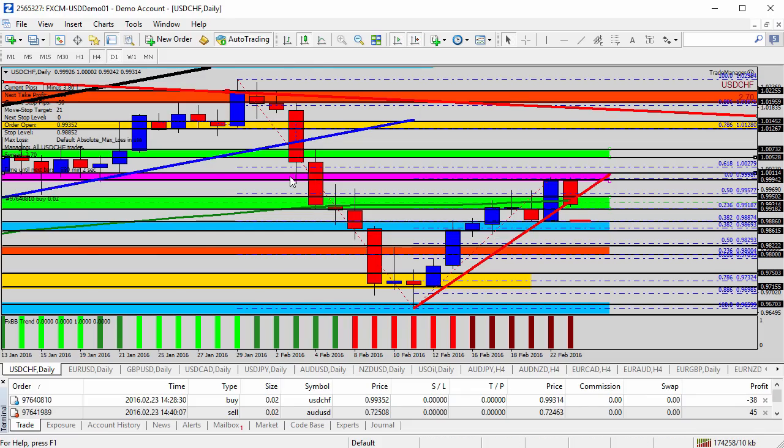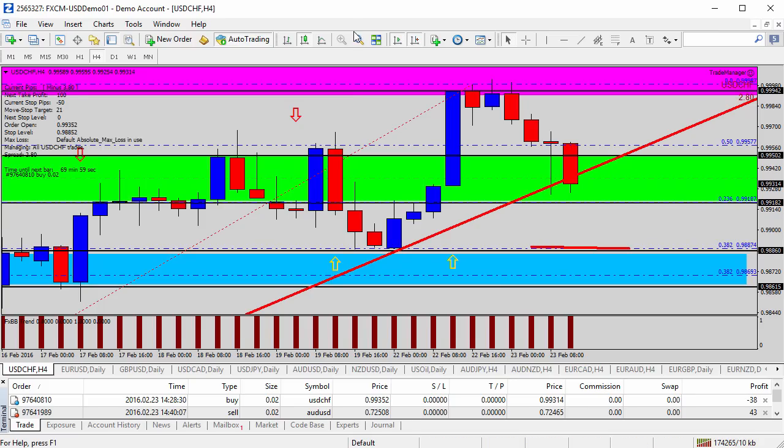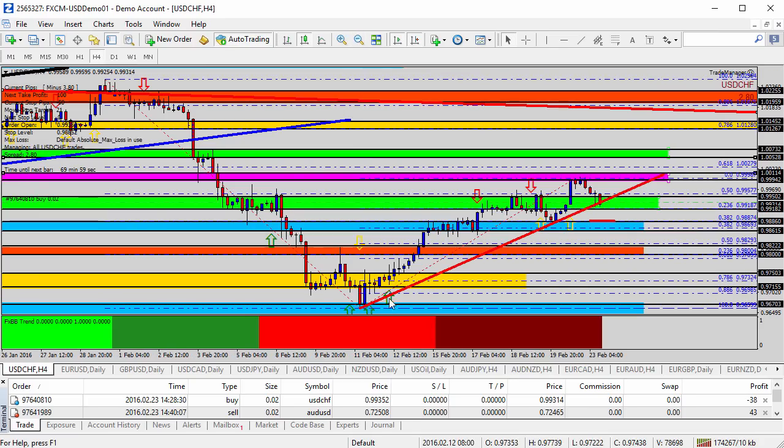Let's go ahead and take it on down to the 4-hour time frame. Zoom it out a little bit here so we can really see what's been going on.